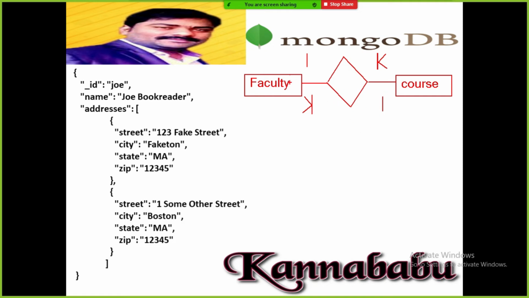So the relation from faculty to course is one to many, and the relation from course to faculty is one to many. So the final relation is many to many. From left to right, one to many. Right to left, one to many. So finally you can confirm it as many to many relation. This is how you can establish the many to many relation.